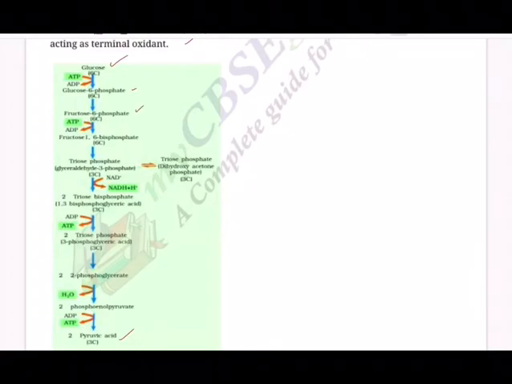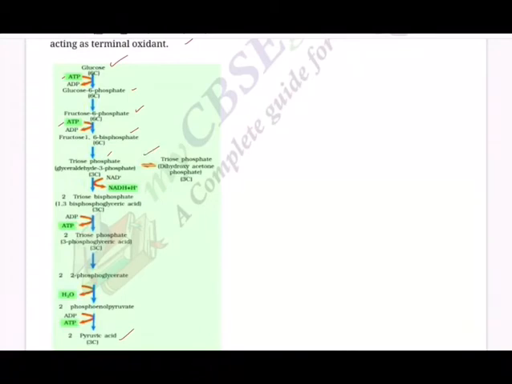Glucose 6-phosphate becomes fructose 6-phosphate. You know, glucose and fructose are isomers, 6-carbon, 6-carbon, mirror images. Again ATP is spent, ATP becomes ADP, and then fructose 6-phosphate becomes fructose 1,6-biphosphate or diphosphate. All 6 carbons. Then fructose 1,6-biphosphate becomes triose phosphate or glyceraldehyde 3-phosphate, which is a 3-carbon one.